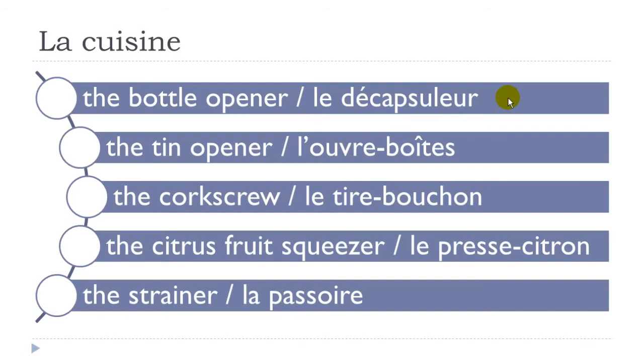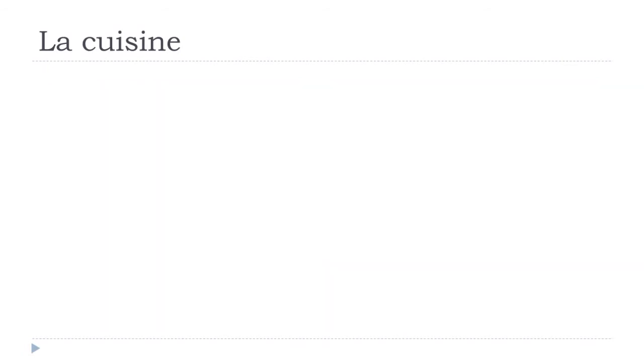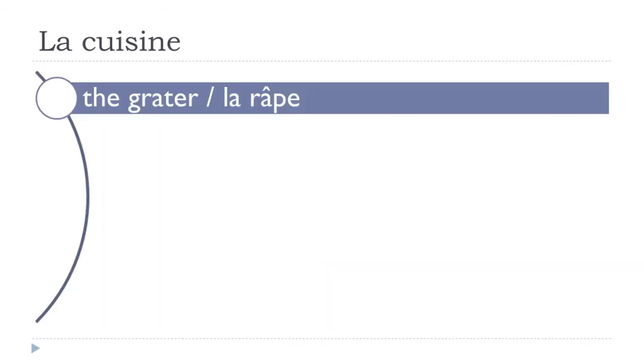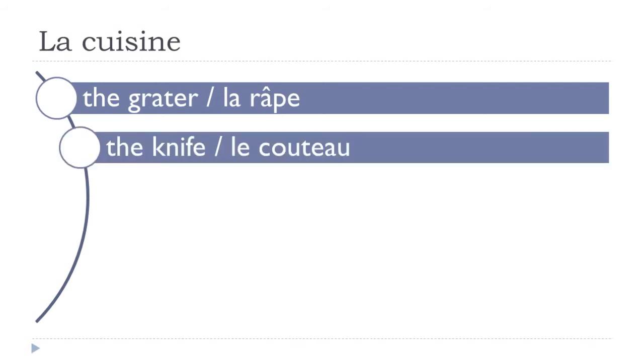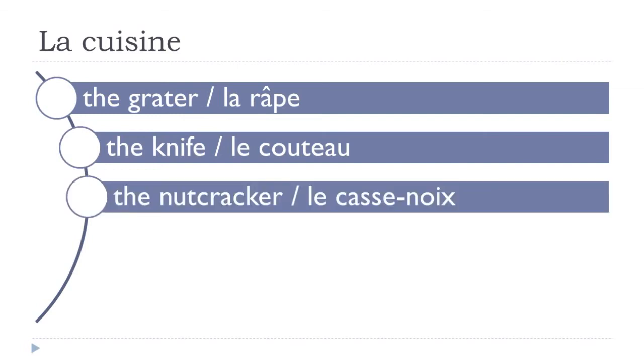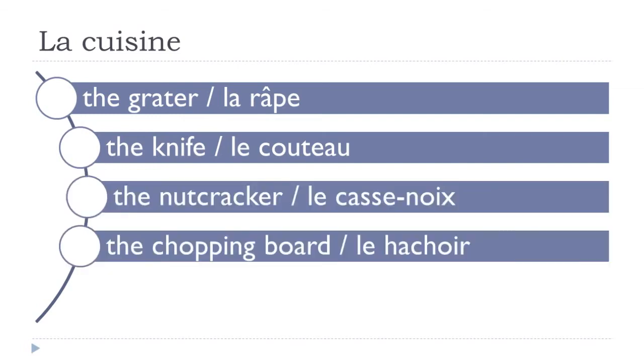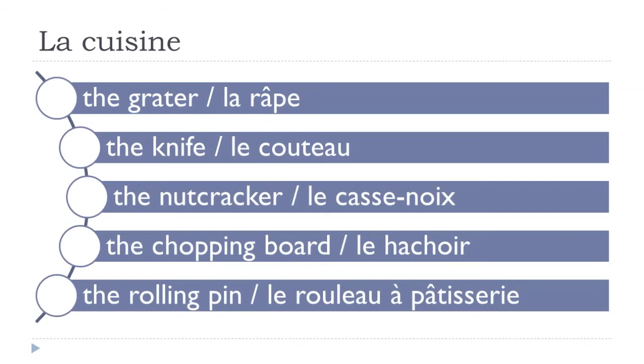Le décapsuleur. L'ouvre-boîte. Le tire-bouchon. Le presse-citron. La passoire. La râpe. Le couteau. Le casse-noix. Le hachoir. Le rouleau à pâtisserie. Okay, let's see them.